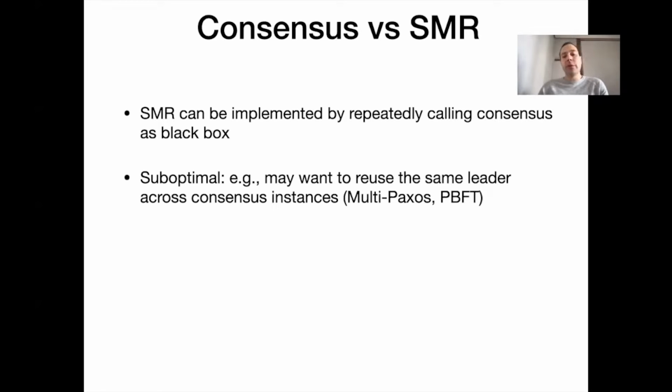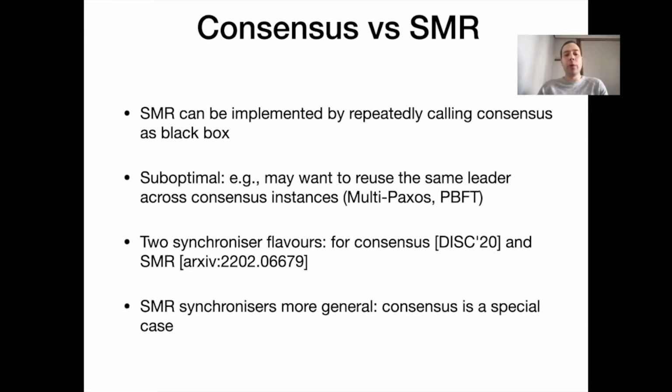The problem is that this construction is suboptimal in several ways. The easiest one to understand is that you may actually want to reuse the same leader across consensus instances, like in multi-Paxos, and then you will not be able to use consensus purely as a black box. And this is actually the approach that is taken in PBFT.